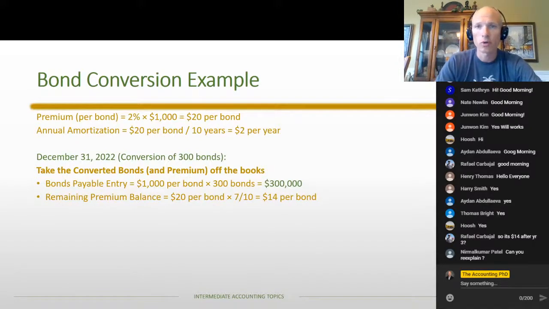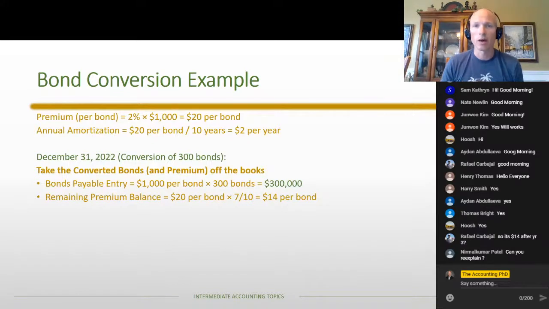Again, $2 per year. So if you think about that, that's $2 in the first year, $2 in the second year, $2 in the third year, for a total of $6. And so the amortization of that premium would have been a total of $6. With an original balance of 20, you subtract the 6, which means there's a remaining balance of 14.